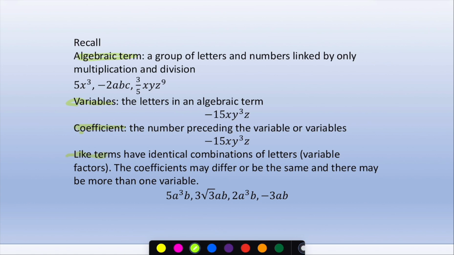Like terms have identical combinations of letters. Those variable factors and their powers will be identical. So if we look at these lists of terms here, if they have more than one variable, every single one of the variables and the powers on those variables have to match. So 5a cubed b and 2a cubed b are like terms. 3 radical 3ab and -3ab are like terms. So you have to be mindful of the variables and their powers. They have to match to be considered like terms.